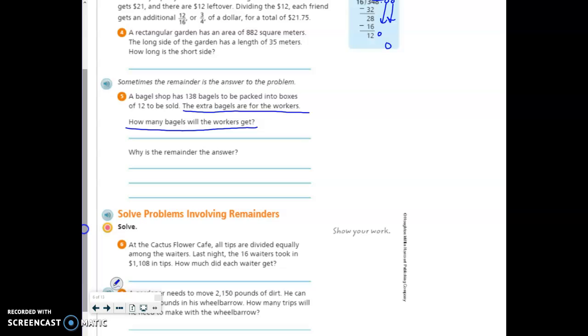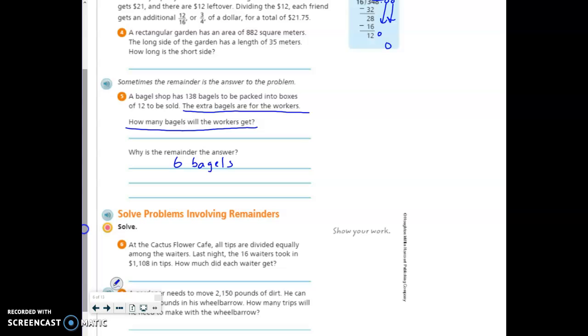And in this case, they will get 6 bagels. So if we were to solve this problem, 138 divided by 12, there's going to be a remainder of 6. And my answer isn't how many go in each box or how many boxes we can fill. It's how many extra bagels there will be, which is the leftover amount. Okay? So those are the basic ideas for what can happen with our remainder or how we determine it.